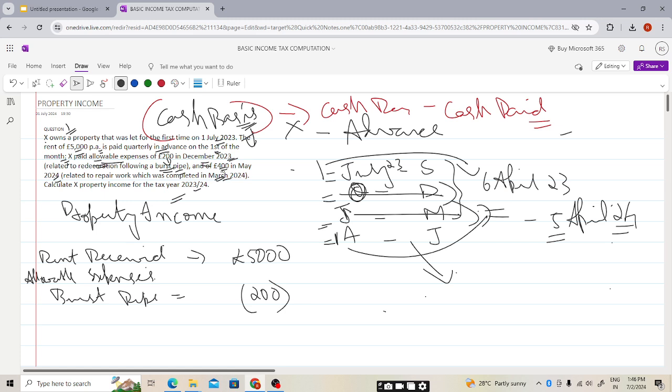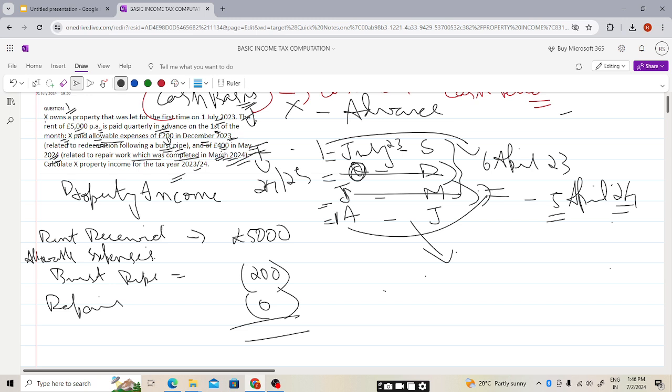And second, 400 pounds paid on repair work which was completed in March 2024. So this was related to March only, but we need to see the payment date. It was paid in May. Will the repair work be allowed or not allowed? This will not be allowed. Why? Because it was paid in May 2024, students. This falls in the next tax year, that is 24-25. So what will our property income under the cash basis be?